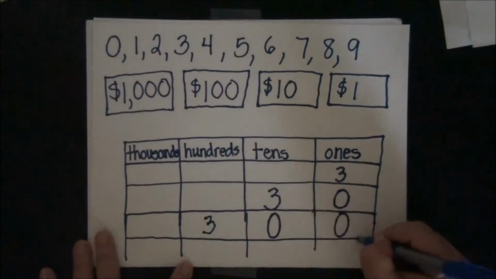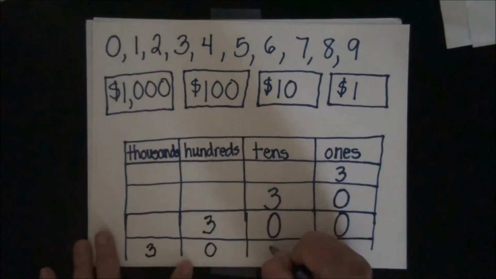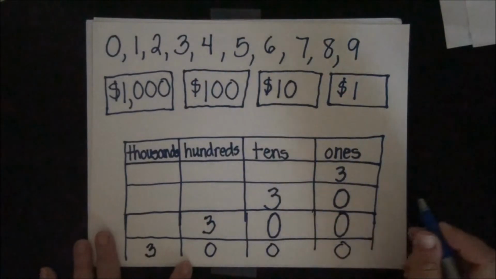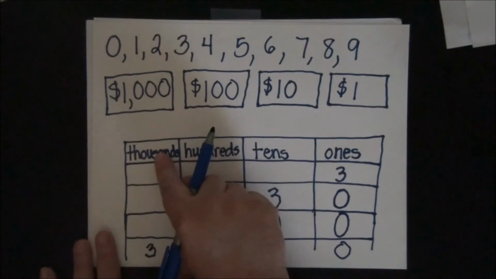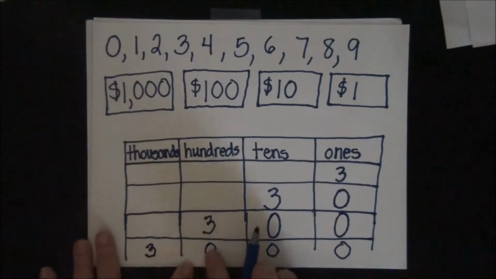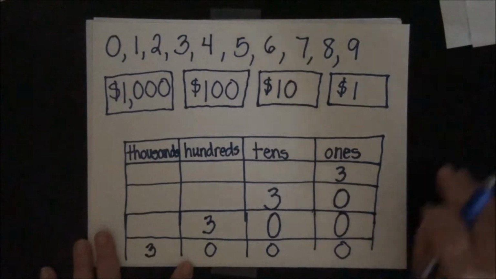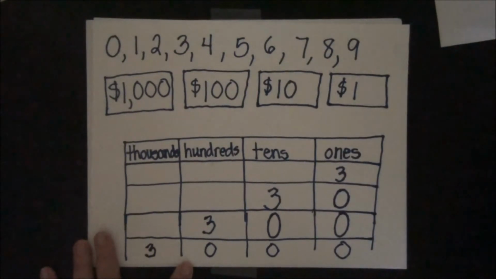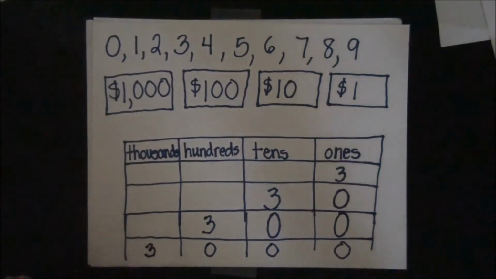One more. I'm going to put the 3 in the thousands place. I'm going to hold the places to the right. And now I'm going to read this number. It's 3 in the thousands place, so I'm going to count by thousands. 1,000, 2,000, 3,000. So this number is 3,000. Okay, so that's basically what you need to know about place value.